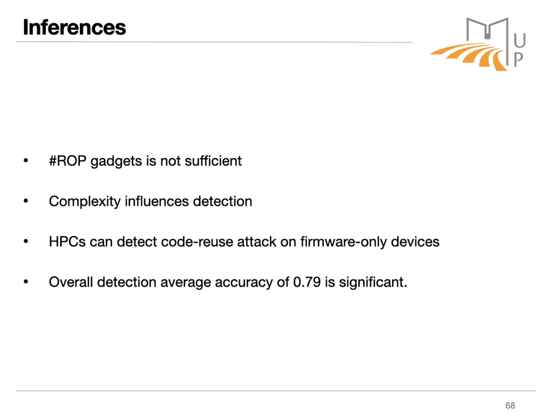At the same time, we have shown that hardware performance counters can actually detect code reuse attacks on firmware-only embedded devices that have these special registers with significant accuracy.